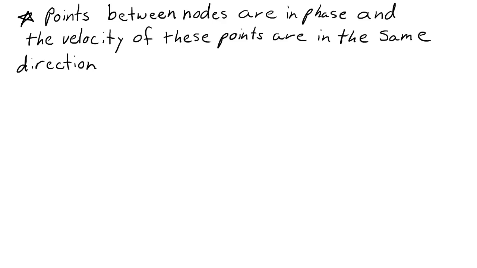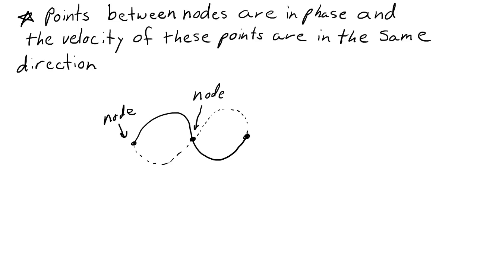Another important property of standing waves is that the points between nodes are in phase with each other, and the velocity is in the same direction. This means that if I have a standing wave that looks like this, between these two nodes, the string will vibrate back and forth like this. As the string vibrates back and forth, all the points between these two nodes, in this example here, are moving downwards like this. So they all have the same velocity downwards.